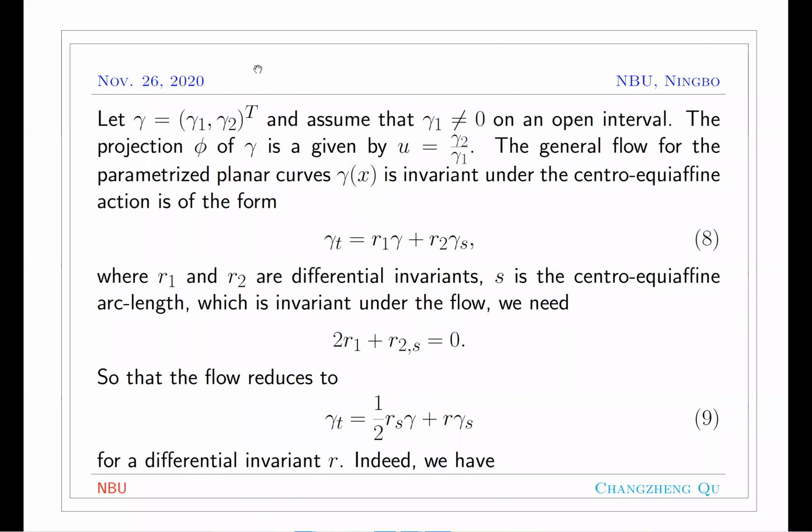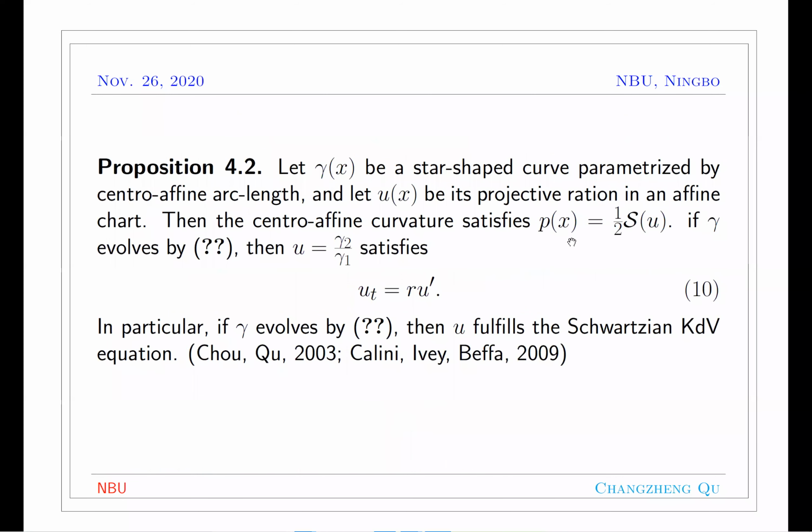If gamma is a curve on the plane, without loss of generality we can assume gamma 1 is not 0. So we can define u by gamma 2 over gamma 1. The general flow in the centro-affine case, for the plane curve, is given by this one. Here R1 and R2 are different dimensions, and S is the centro-equi-affine arc length. If S does not depend on time t, we get this relationship. So the curve flow is reduced to this one. Actually, this gives the KdV equations. Indeed, we can prove the following result.